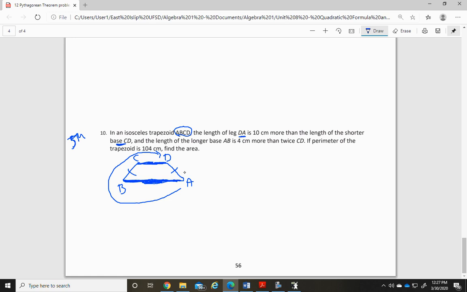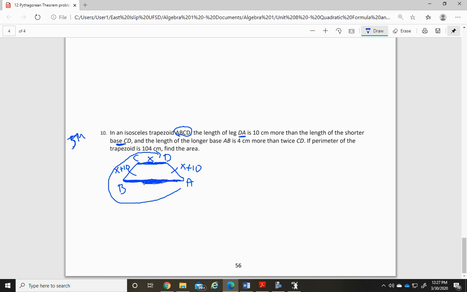So leg DA is 10 centimeters more than the length of the shorter base. I don't know what the shorter base is, so I'll call it x. The leg is 10 more, so this is x plus 10. If the legs are congruent, I actually know that this is x plus 10 also. They're congruent because it's isosceles.